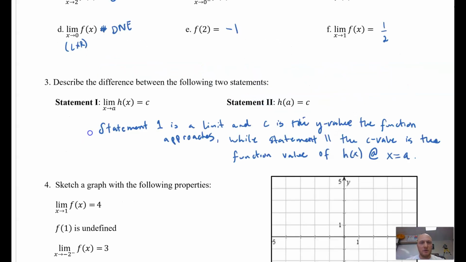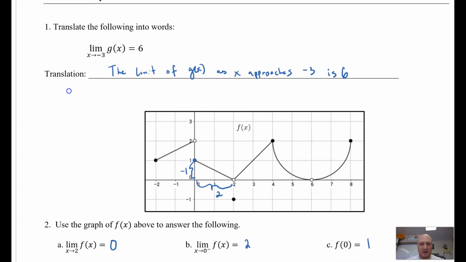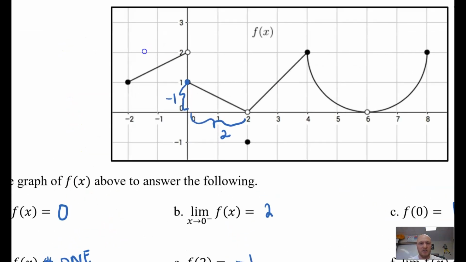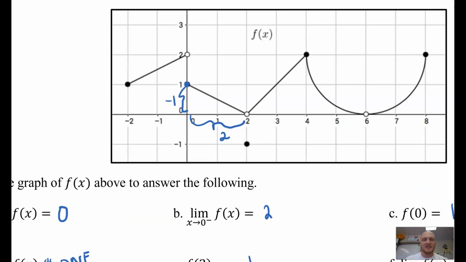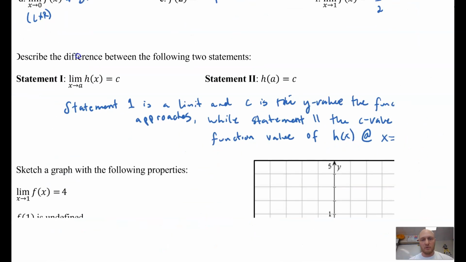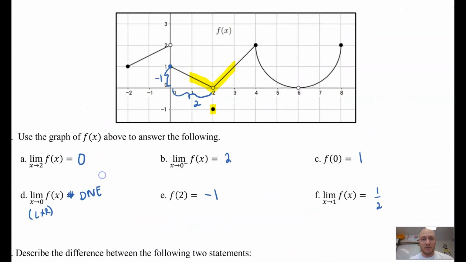And an example of how this could be different is right here at x equals 2. So for this graph, the limit as x approaches 2 from the left and the right is 0. Whereas if I plugged in 2 into the function, the answer would be -1. So those are different. That goes back to one of our key questions. How is a limit different than a point, or similar? It could be the same thing.